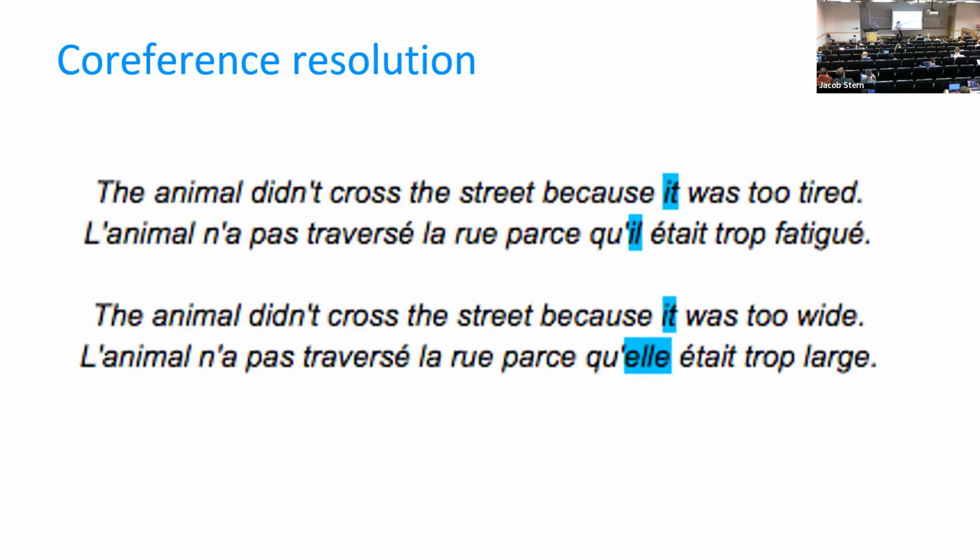Now, how about here? What do you think it refers to? Probably the street. Why? Because wide usually describes streets more often than it describes animals. Exactly. And so in order to do that, you can see the hops of attention that you did in order to determine which noun the word it referred to.